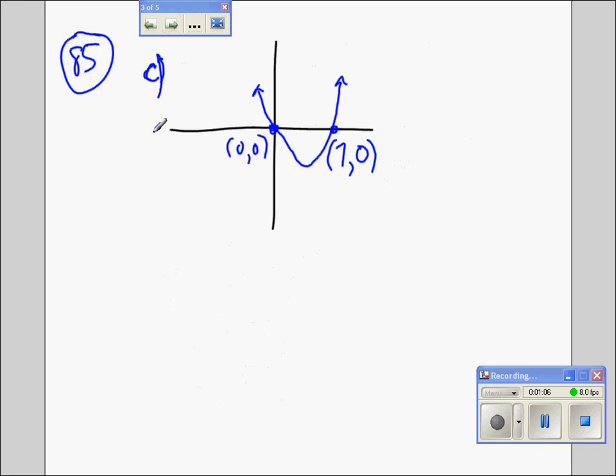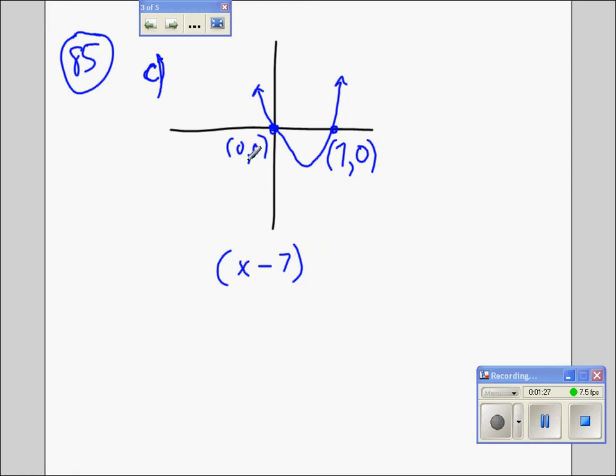Okay, next one, 85c. Notice that there are two intercepts. The reason I picked this one is because I thought it was a little bit strange with this 0 as an intercept. We'll do the 7 first. If 7 is plugged in for 0, that means we need x minus 7 in parentheses, because 7 minus 7 will give us our 0.